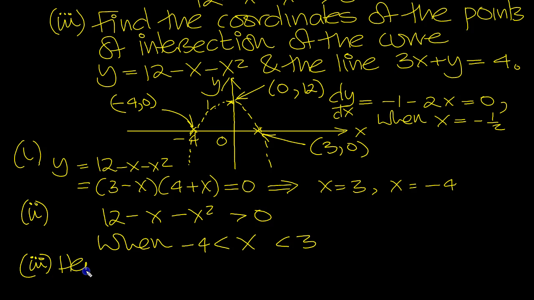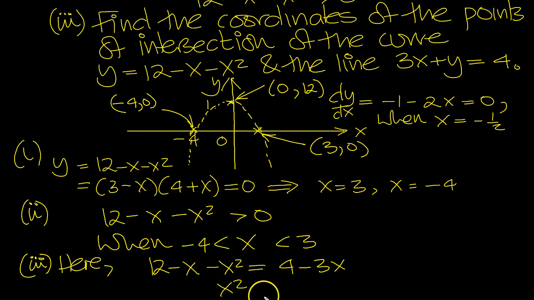So here, 12 minus x squared is equal to, now this y will be, move the 3x over, 4 minus 3x. So when does that equal? Move the x squared over here. Move this over, plus x, minus 3x is minus 2x. Move the 12 over, 4 take 12 is minus 8. So we moved the x squared over, became positive. We moved this over, minus 3 plus 1 is minus 2. 4 minus 12 is minus 8.